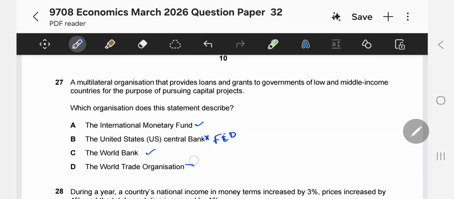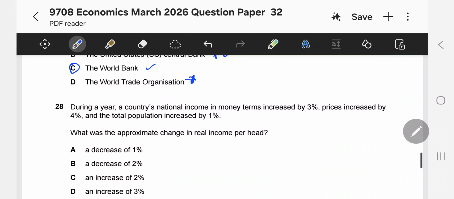And this one is about free trade, so this one no. Well, the IMF will be concentrating basically on policy advice, macroeconomic stability, maybe balance of payments, but not really capital projects. Because these are only capital projects, I'm going to select World Bank here. Right, let's move on to 28.